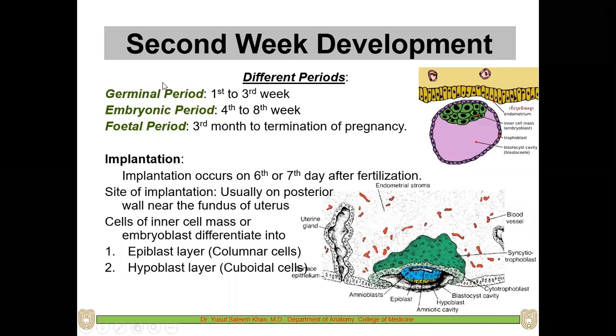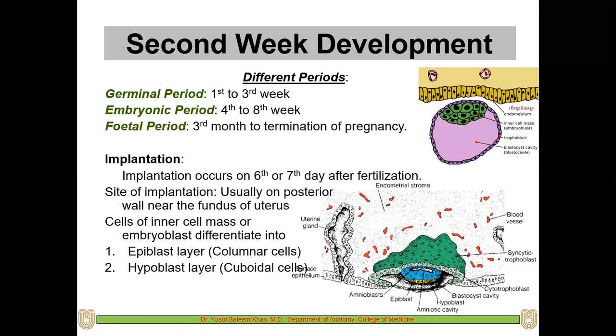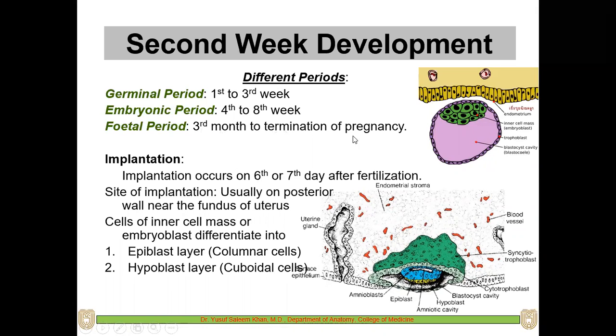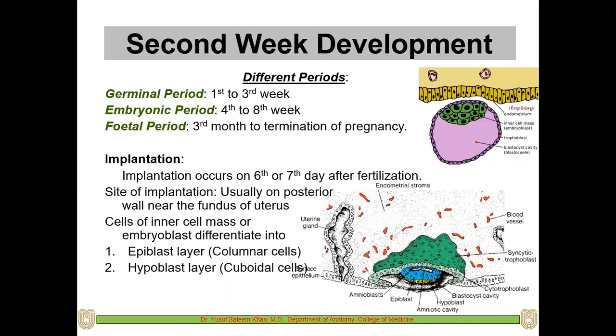The first to third week, we call the germinal period because we cannot exactly say what structure is developing. By the fourth to eighth week, we call the structure an embryo, and the period is called the embryonic period. And from the ninth week, that is the third month, up to the ninth month, we call the developing structure a fetus, and the period is called the fetal period. So these are the three important things we should remember.